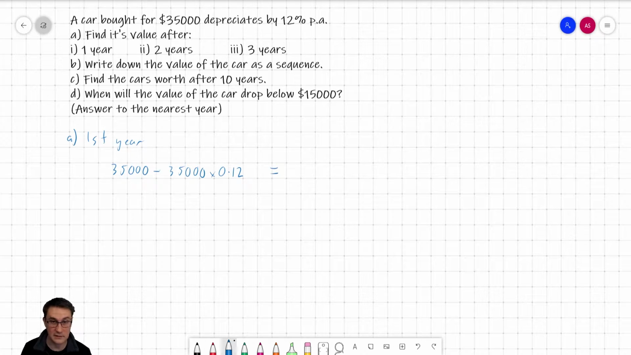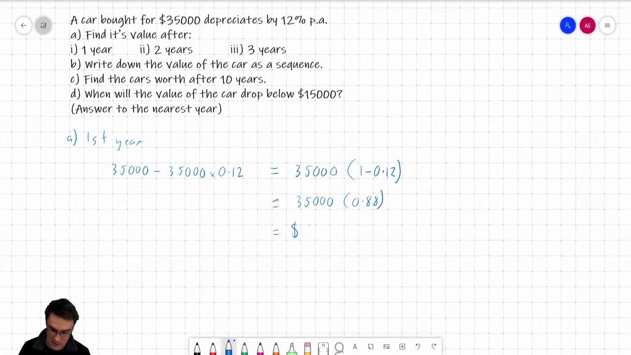So what this does is it sets up this pattern over here, and this is going to be 35,000 of 1 minus 0.12. I'm just trying to reorganize this in a slightly different way to help me establish the pattern. Okay, and this is going to be 35,000 times 0.88. And so when I work this out, this is going to give me 30,800. So that's going to be the first response we get in the first year.